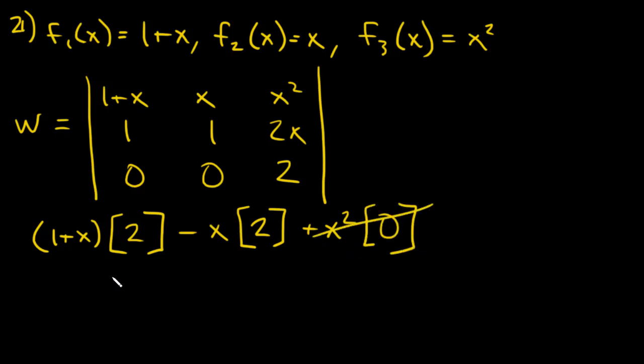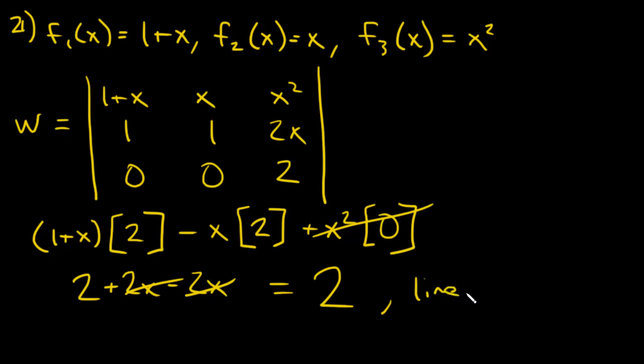So this one's gone. So what am I left with? I'm left with 2 plus 2x minus 2x. These cancel. I'm left with 2. No matter what value I make x, this is never going to equal 0. Therefore, they are linearly independent. And there you go. The Wronskian is the fallback on whether or not something is linearly independent.